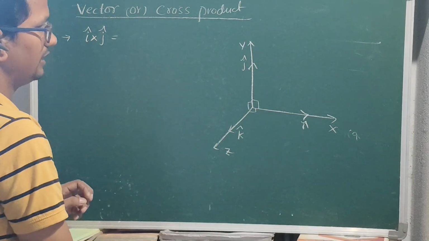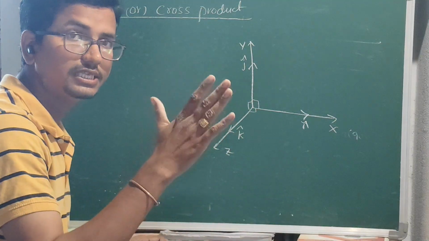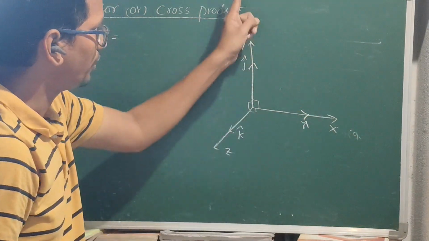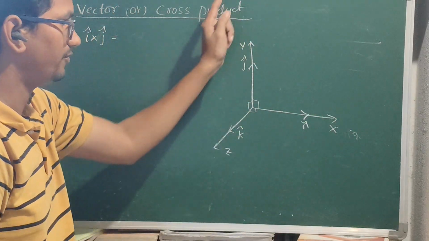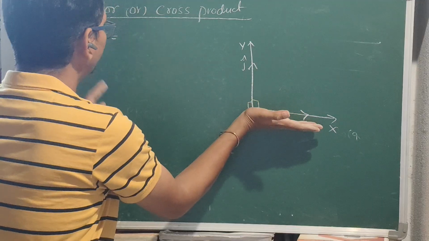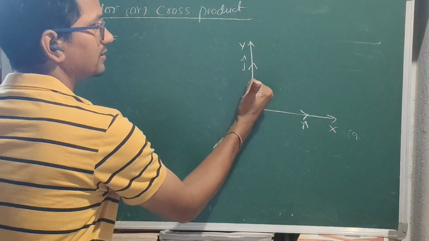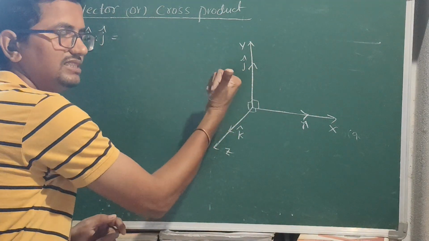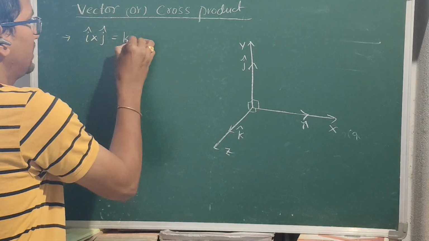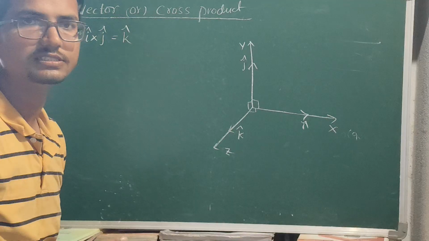i cap cross j cap. For example, by using the right hand thumb rule, x axis to y axis. It can be shown outside. Outside means z axis. Z axis means which cap is there? k cap. That's why we need to write k cap. Are you able to understand?